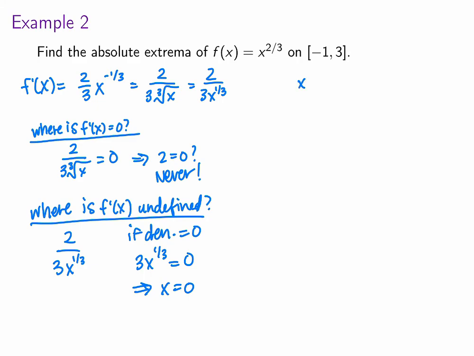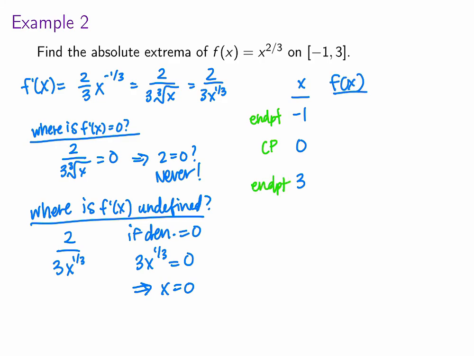So I'm going to make my list. 0 is my only critical point. So this is a critical point. And then I have my endpoints that could also be extrema. So this will be an endpoint and my other endpoint. All right, it's time to plug them in.